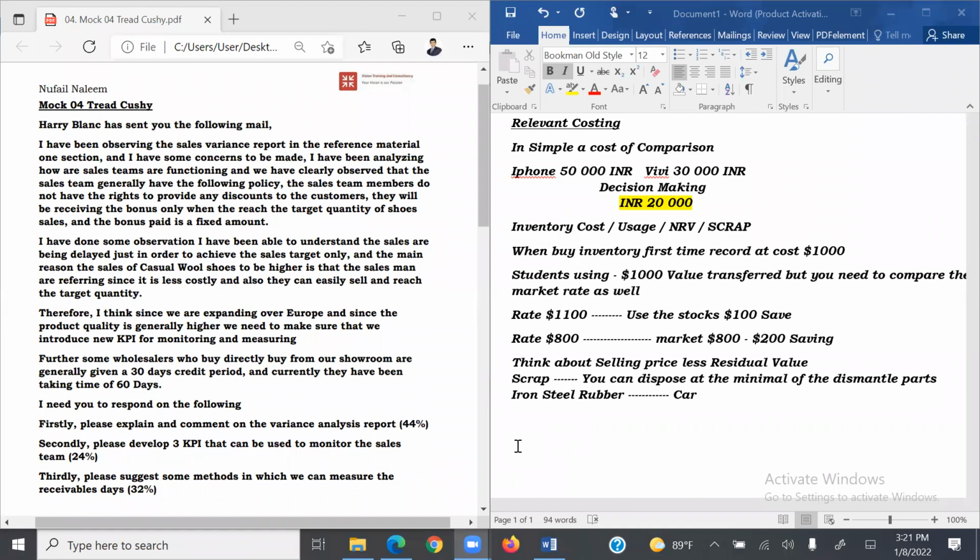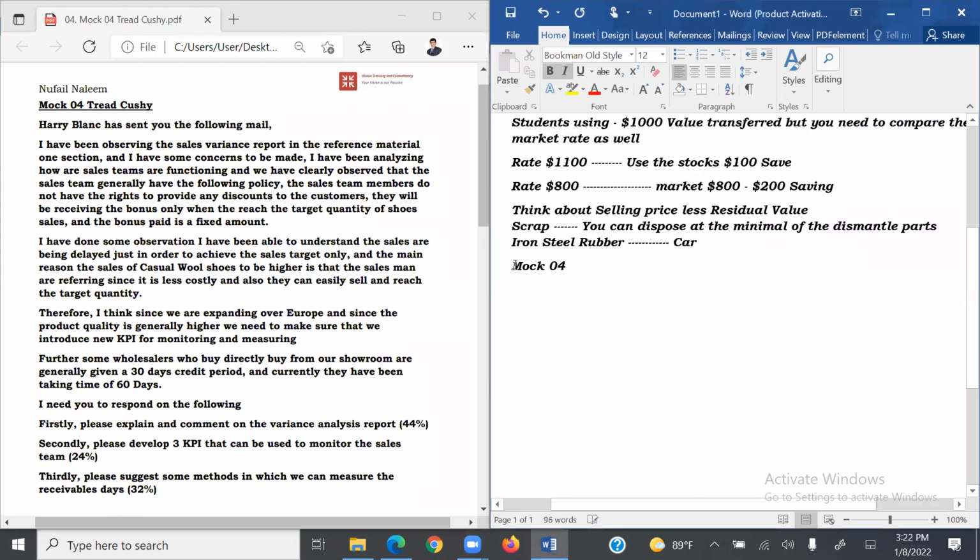So students, if you are fine with that, shall we start working with mock number 4? So I will work with you on mock number 4. Students, if you do not mind, can I get a Y in the chat box if you are ready to move on with mock number 4, please? Thank you very much, students.